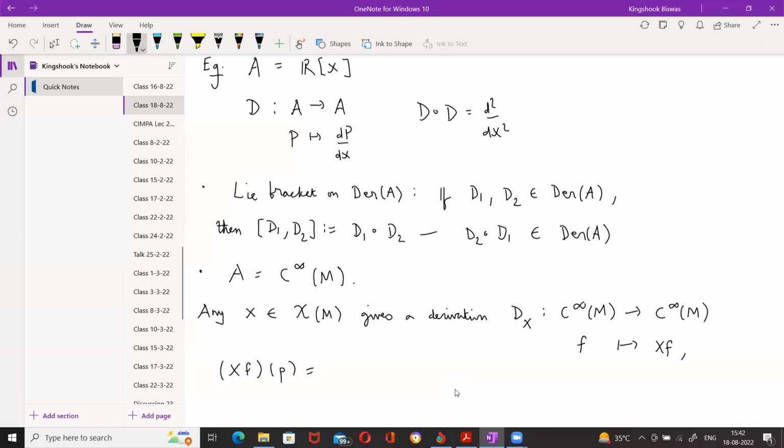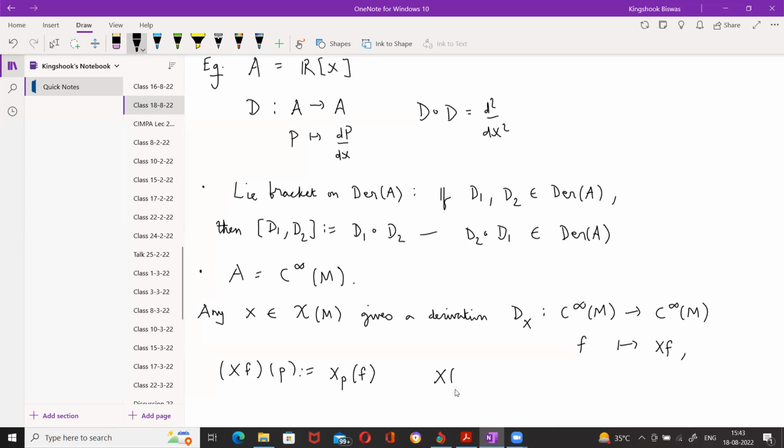XF at P is defined as follows. F is a smooth function on M, so it defines a germ of a smooth function at P. And X at the point P is a tangent vector at P, so X at P acts on smooth functions near P. So I let X at P act on F. Is this clear? Yes. Now, because X at P satisfies the Leibniz rule at P, this XF will satisfy the Leibniz rule.